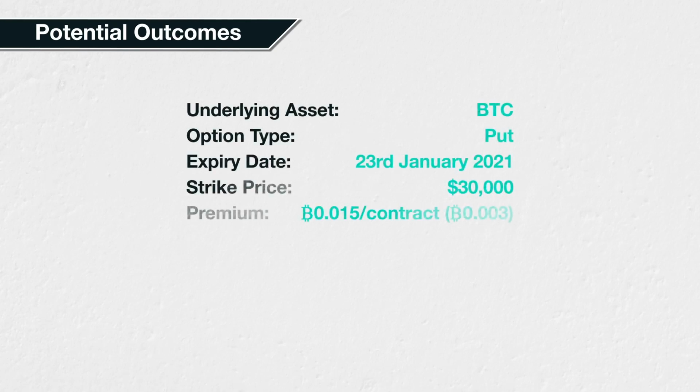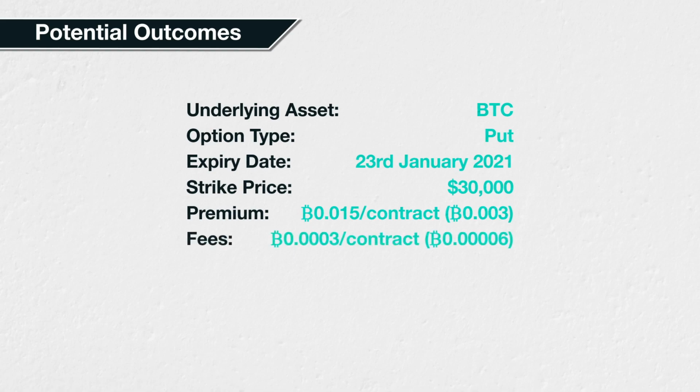Time to take a look at what could happen at expiry. Let's remind ourselves of the option parameters we have for this position. The underlying asset is Bitcoin, the option type is put, the expiry date is the 23rd of January 2021, the strike price is 30,000, the option price or premium is 0.015 Bitcoin per contract. The fee was also 0.0003 Bitcoin, so we will use 0.0153 Bitcoin as the total cost.